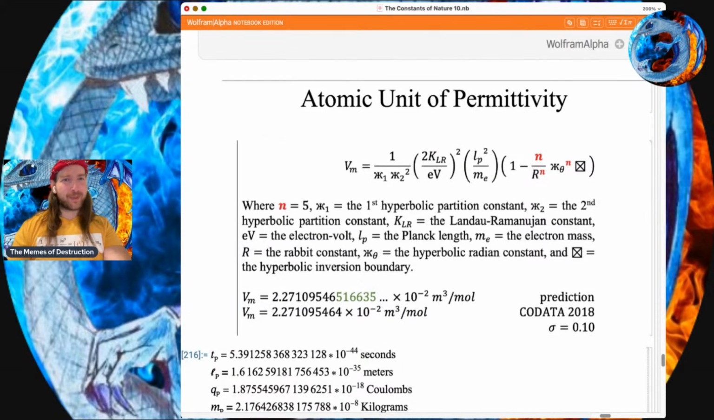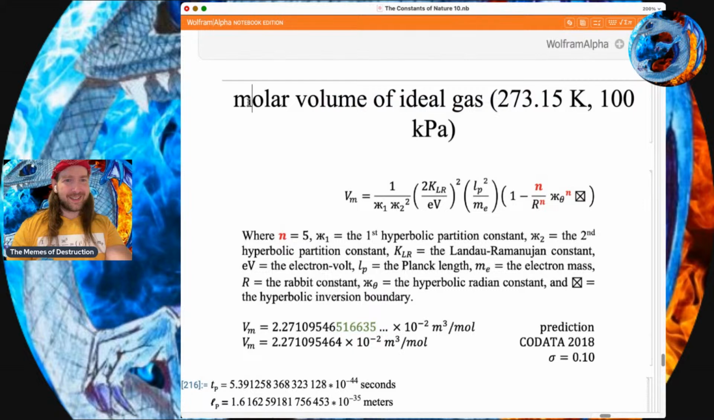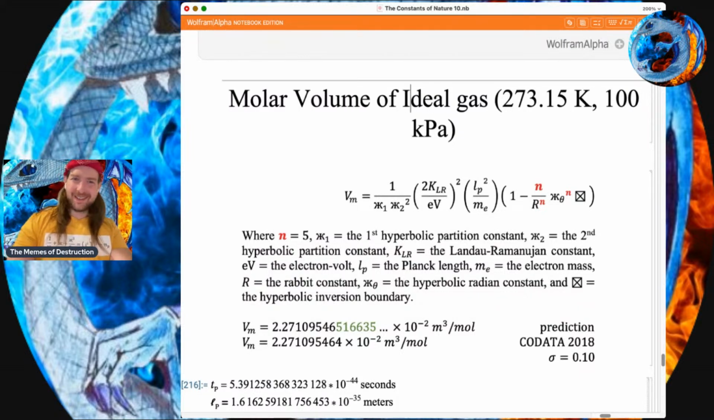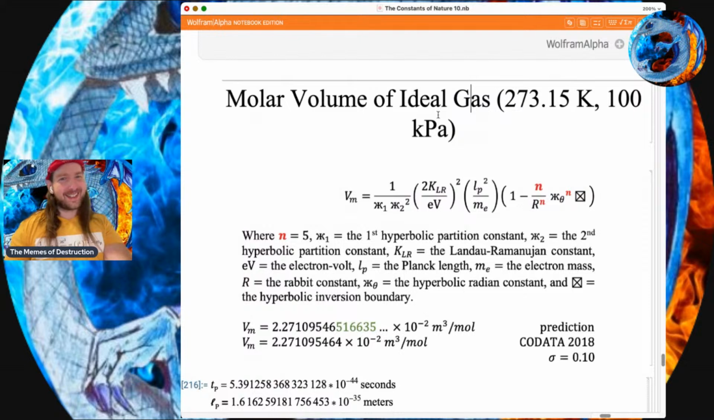Alright, so atomic unit. No, we're actually on, what am I looking at? Molar gas volume. Okay. Yes. What's more exciting on a Saturday evening than the molar volume of ideal gas? 273.15 Kelvin, or 100 kilopascal. I cannot do the talking and the typing thing at the same time. Wow, I'm terrible at that. Alright. Our other thing.